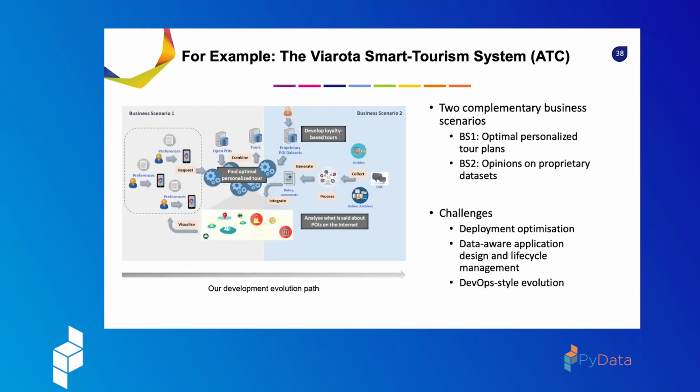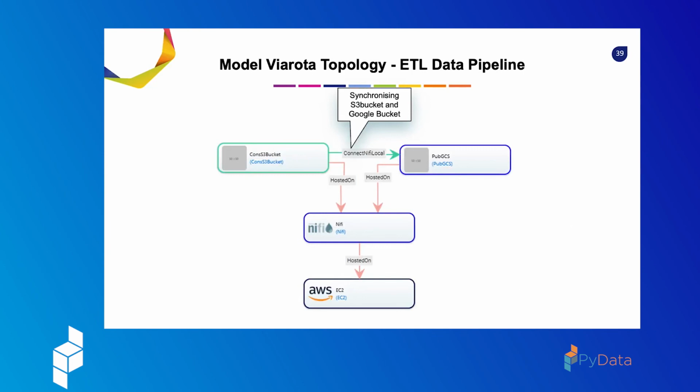In the scope of the Via Rota smart tourism system, because this system is in fact one of the case studies that we have to conduct as part of RADON. Now, Via Rota in fact is a pretty complex, I want to say, recommendation system for smart tourism. So for example, one of the business scenarios is optimized personalized tour plans, but you might also have all sorts of opinions from customers to points of interest, and you have all sorts of challenges with respect to that. Let's check out one of the models that we have in fact realized for this application. This is one of the topologies.